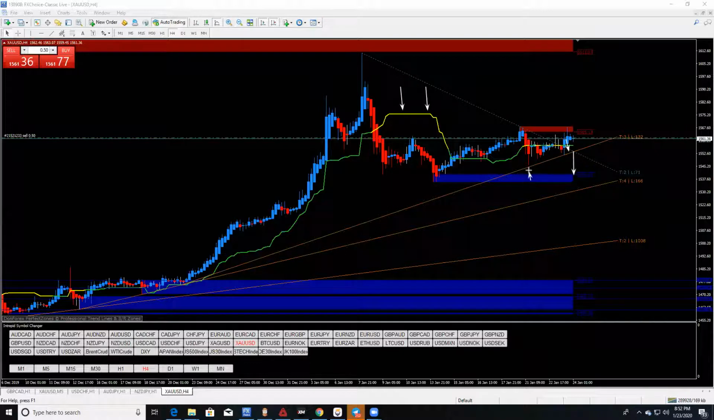Look, it respected it right here. And the one thing about this indicator is it gives you how many touches it had, right? So if you see a lot of touches on that, you know that trend line is strong. If you see it far away, you know that trend line is strong because price hasn't been close to it. But look at these 3 touches.